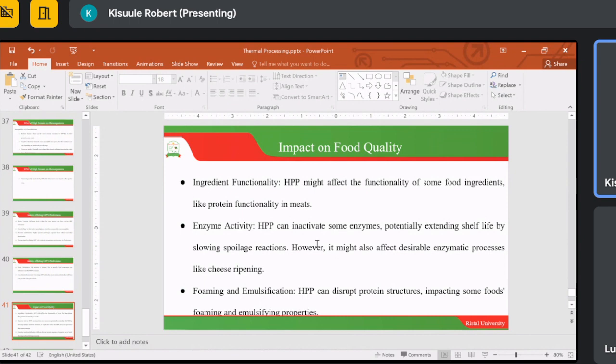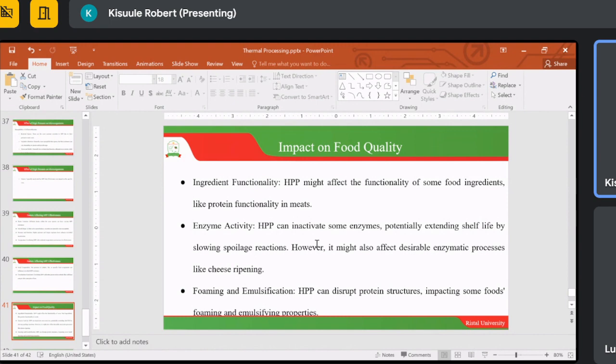For enzyme activity, like we had said, this will help in inactivating those enzymes that cause deterioration of foods. When they do this, they increase the shelf life of foods by slowing the spoilage and reactions that are going to be present once these foods are left at room temperature. However, this might also affect desirable enzymatic processes, such as those required for the ripening of cheese and other processes that could be desirable.